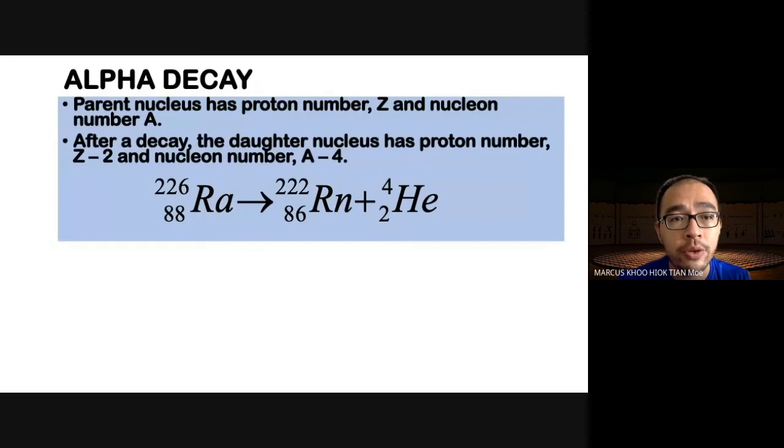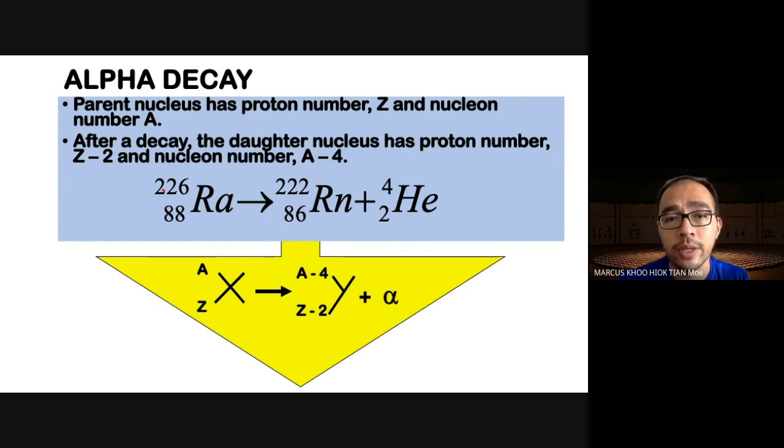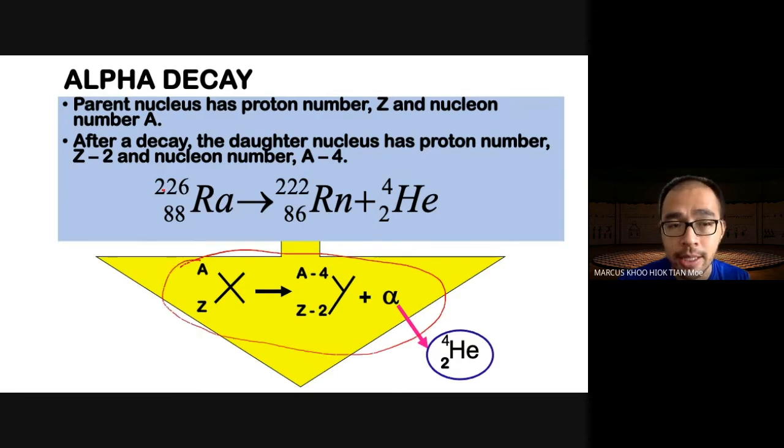So the parent nucleus has a proton number Z and a nucleon number A. Sorry, mass number. After a decay, the daughter nucleus has proton number Z minus 2 and a nucleon number A minus 4. That's why it is alpha decay. So this is the general formula: X with A and Z will decay and then become Y with A minus 4, Z minus 2, plus an alpha particle.